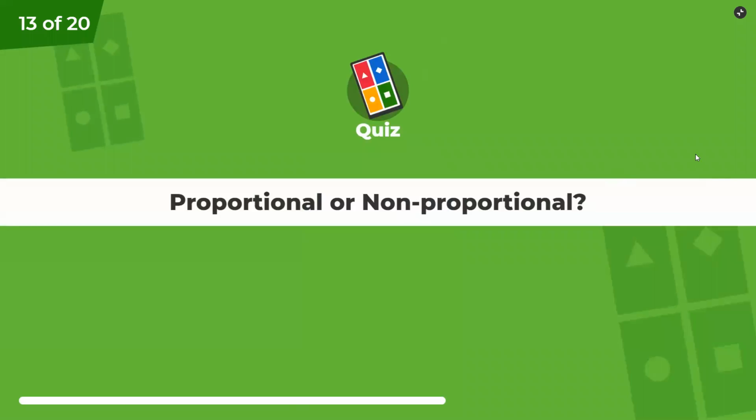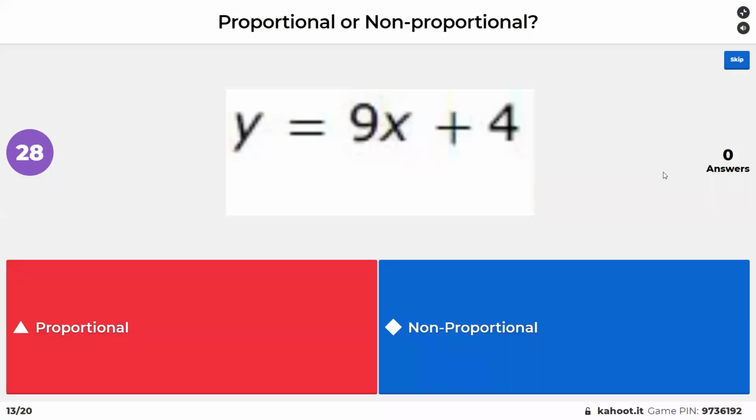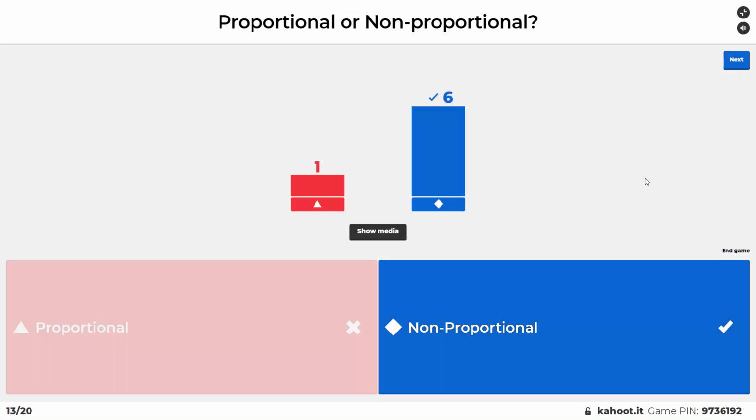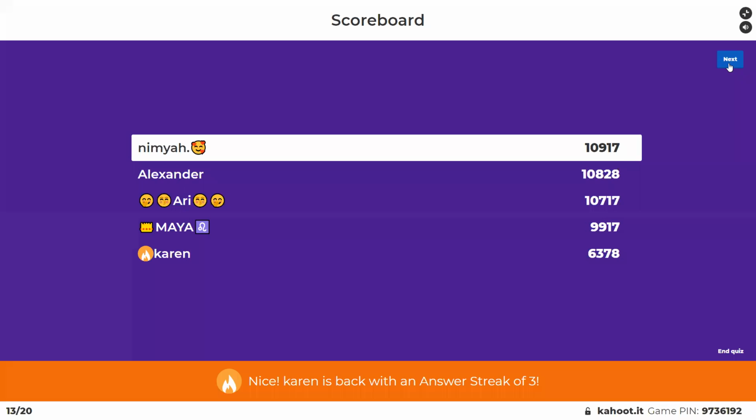Proportional or non-proportional? Y equals 9X plus 4. So is this proportional or non-proportional? This is the format that we've been talking about for about 3 weeks now. Good. So that was written in the Y equals MX plus B format. Good job, guys. It's getting neck and neck. It's getting close up at the top.